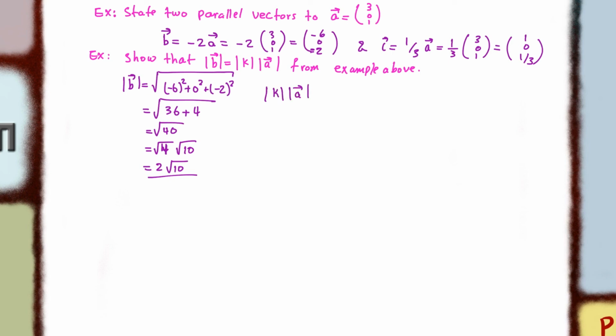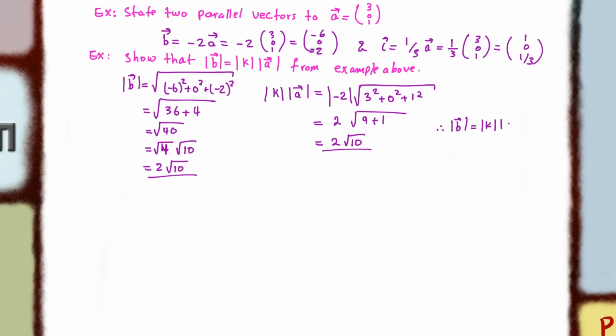The absolute value of k, which is negative 2, is just 2. And the magnitude of a is the square root of 3 squared plus 0 squared plus 1 squared, which ends up being root 10, and therefore we prove that the magnitude of b does equal the absolute value of k multiplied by the size of vector a.